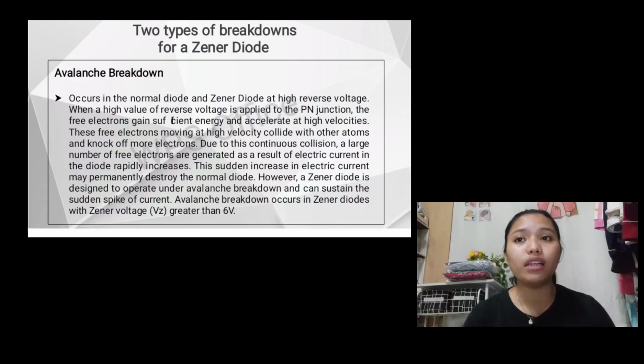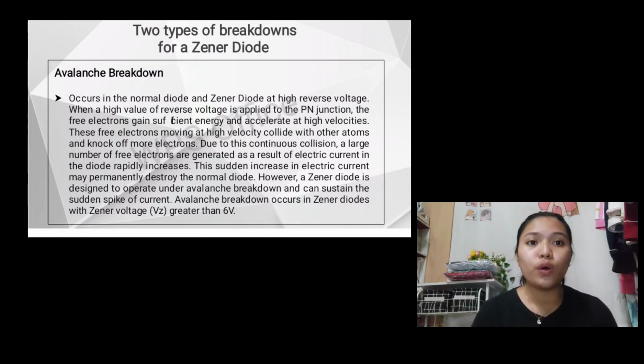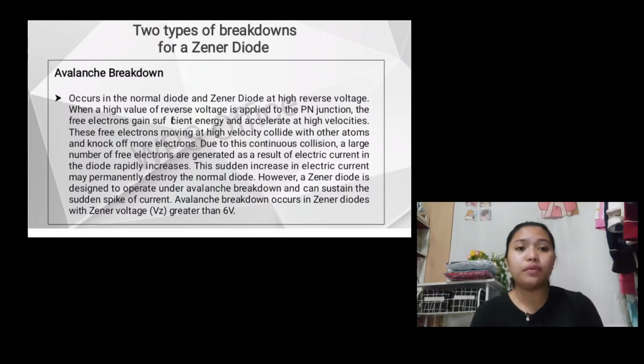So, avalanche breakdown occurs in a normal diode and a Zener diode at high reverse voltage. Avalanche breakdown is the process of applying high voltage and increasing the free electrons or the electric current in semiconductor and insulating materials. That is what is called avalanche breakdown.